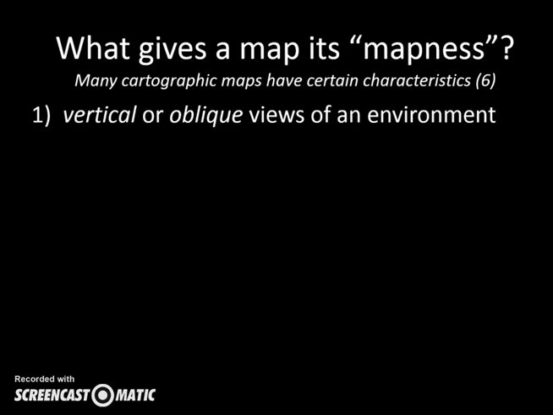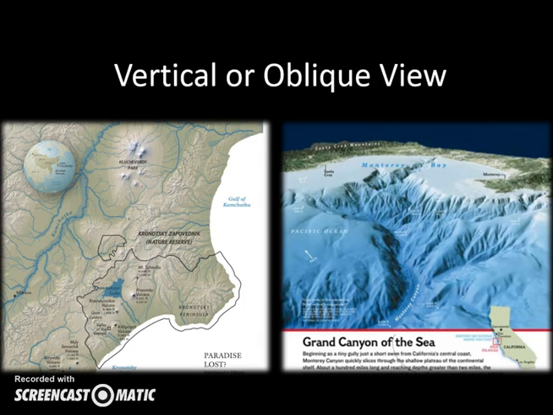So let's talk about the components that give maps their mappiness quality. So we talk about many cartographic maps that have certain characteristics. And we're going to talk about 6 of these characteristics that give a map its mappiness. The first characteristic is vertical or oblique views of an environment. So let's look at some examples here.